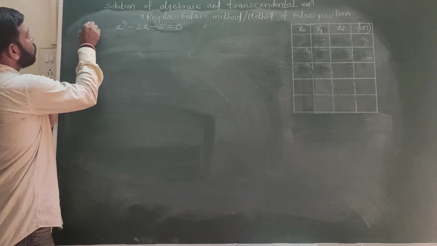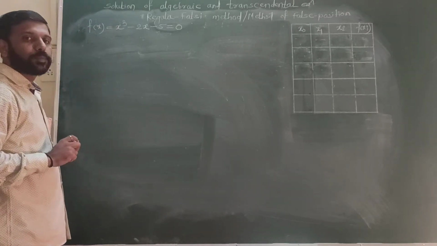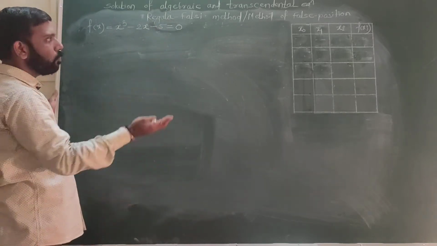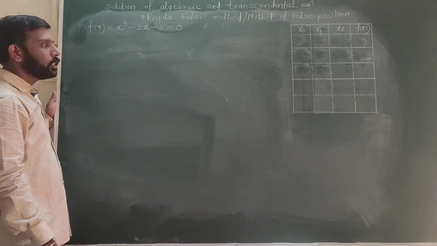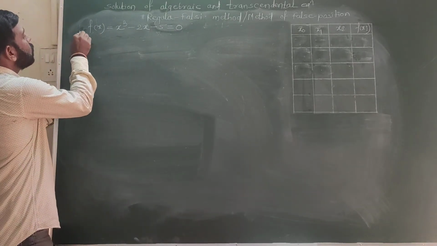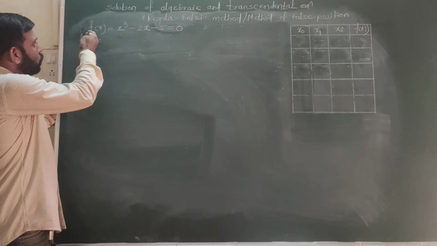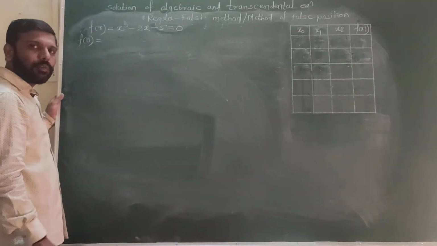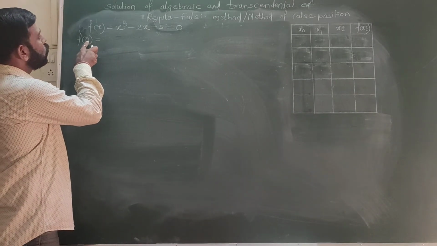First, denote this as f of x is equal to... If the terms are on the RHS, write all the terms on the left hand side and represent this as f of x. Start with the first value 0, because when we substitute 0, 1, 2, 3, 4, that gives us the interval where our root lies. So first we start with the value 0.